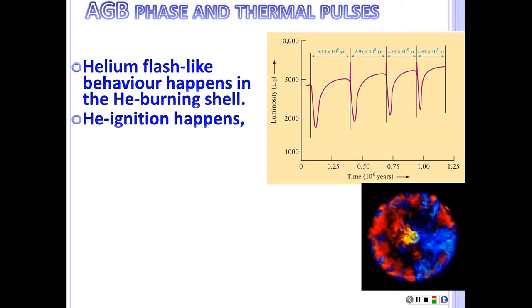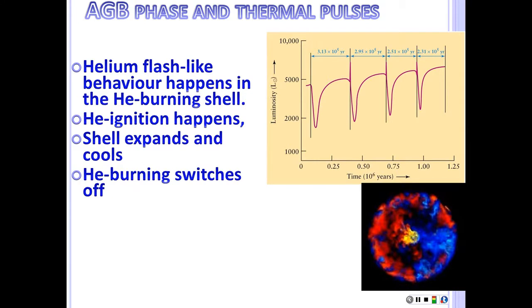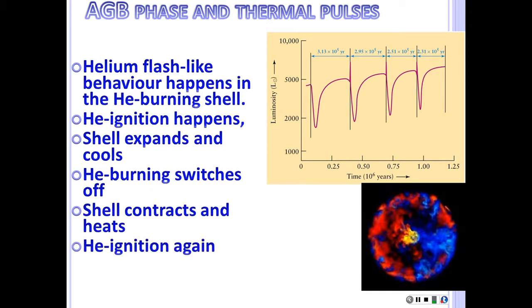And then when it switches on, you get this flash through there, and it increases in brightness. But then it will also increase in temperature, overcome degeneracy, and expand. So the shell expands. If it expands, it's using energy, and it cools. And it cools below the point at which helium fusion can happen. So it switches off again. When it switches off, it's no longer making energy, so it's going to collapse again, so it contracts and heats up. And then you get ignition again, and so on, and so on. And so what you get is what's called thermal pulses.